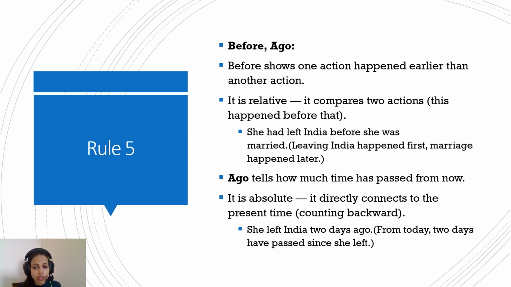Now, what does ago do? It tells how much time has passed from now. So it is absolute. While before is relative, ago is absolute. It directly connects to the present time and counts backwards. So it tells you how much time has passed. So, she left India 2 days ago. So from today, 2 days have passed since she left India. Okay, so it is absolute. It is giving you the time that has passed from today, counting backwards.